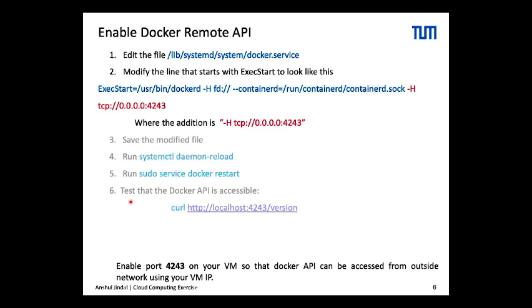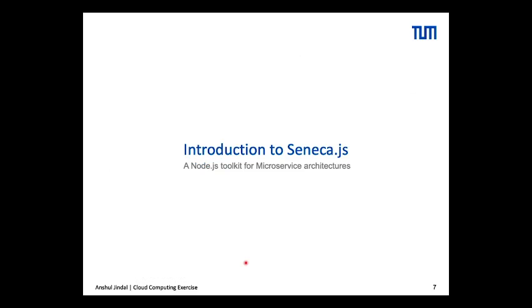And lastly, it was enabling the Docker remote API, where you just edit one file, the docker.service, and add this information so that it can be accessed by the cloud submission server. That's all you have to do in the last exercise. Does anyone have any questions or any problems they want to mention from the last exercise? If not, I'll start with the next exercise.